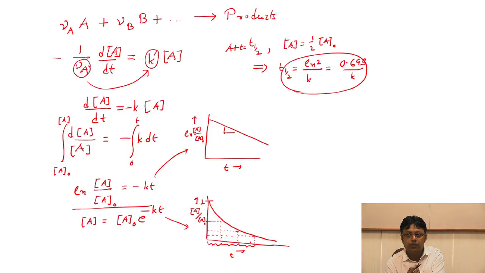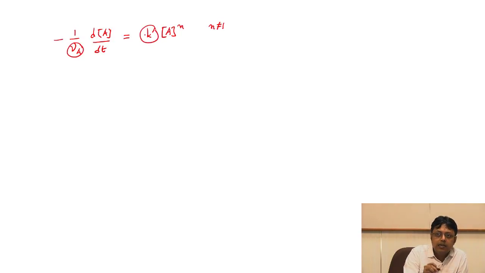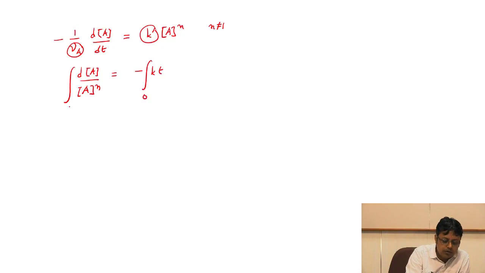Now for any other equation, where you have a rate law, something like 1 over minus nu_A into dA/dt, that varies as A to the power n, where n is not equal to 1, we can easily integrate it. As before we can absorb the nu_A inside k prime to redefine a new constant k, and we can write the integral of dA by A to the power n, which will give minus kt, where at time 0 the initial concentration was A0 and at time t it is A.